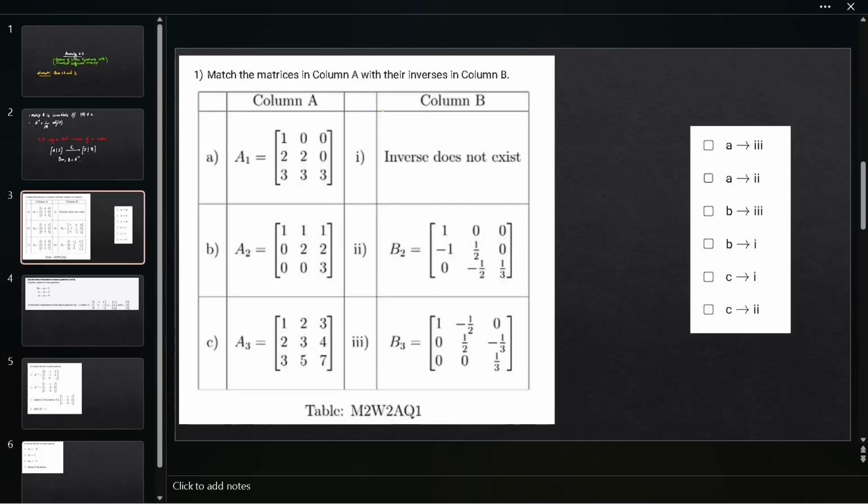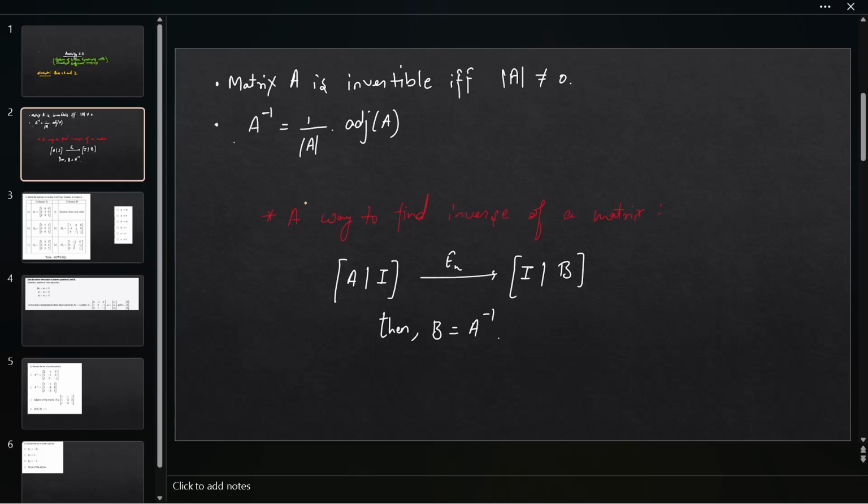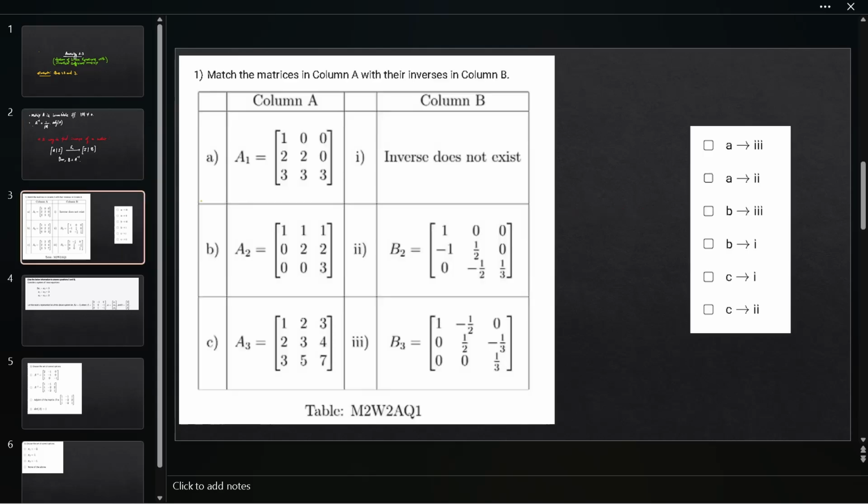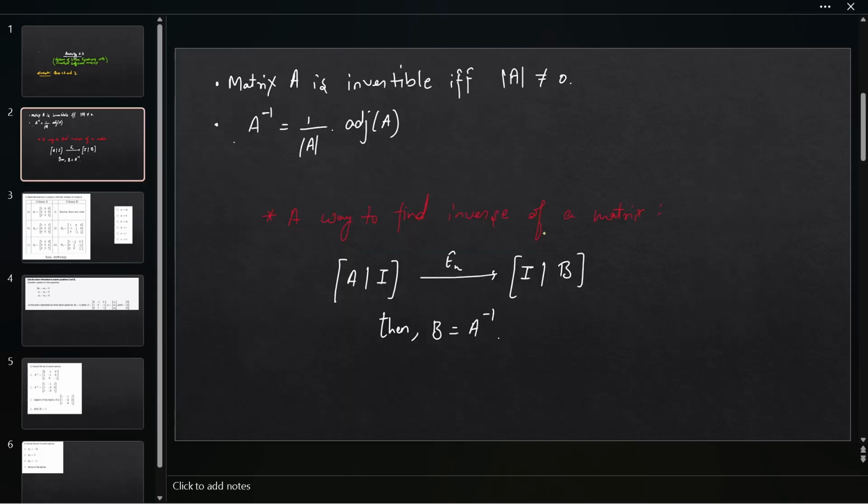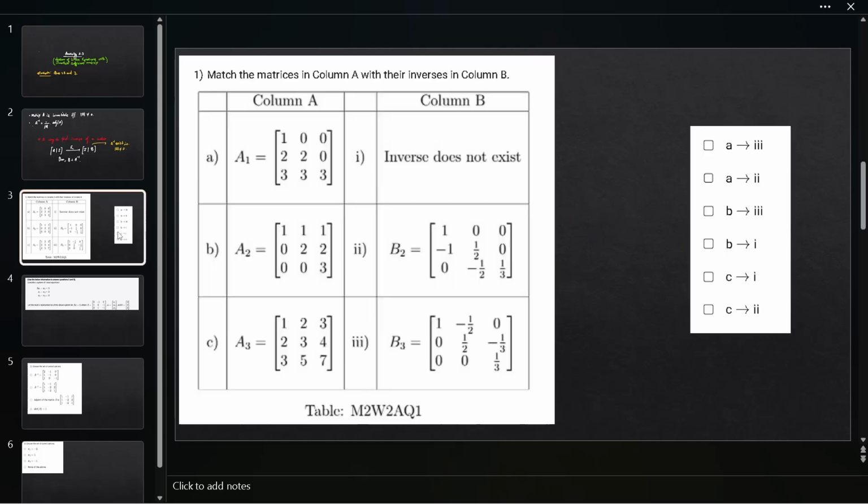The question says we need to match column A with column B. We'll be using the same method to find the inverse of the matrices A1, A2, and A3 if it exists. This is true if and only if A inverse exists, that is, the determinant of A is not equal to 0. So first let's start with A1.